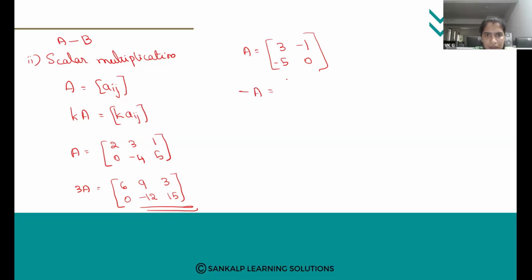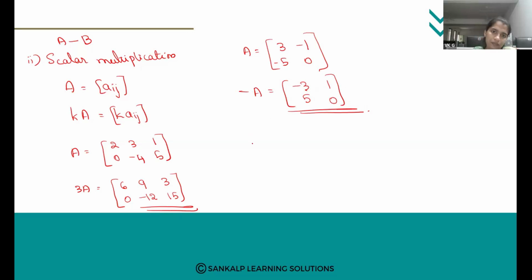Minus A is obtained by multiplying every entry of A by -1. 3 into -1, -3. -1 into -1, +1. -5 into -1, 0 into -1. This is matrix minus A. Minus A is obtained by multiplying every entry of A by -1.